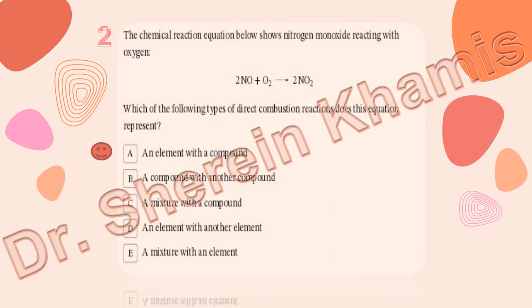We have here a compound with another compound, no. Mixture with a compound, also wrong. Element with another element, no, we have one element and one not an element. Mixture with element, no, nitrogen monoxide is a compound. Some make the mistake of thinking that nitrogen monoxide is a mixture. No, it's a compound that reacts with an element to produce a single product, which is nitrogen dioxide. Okay, let's go to question 3.